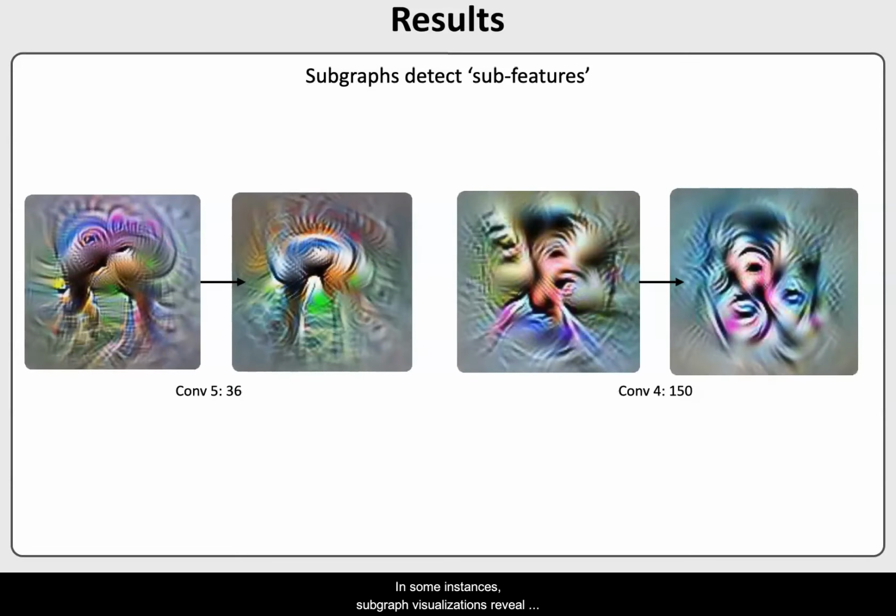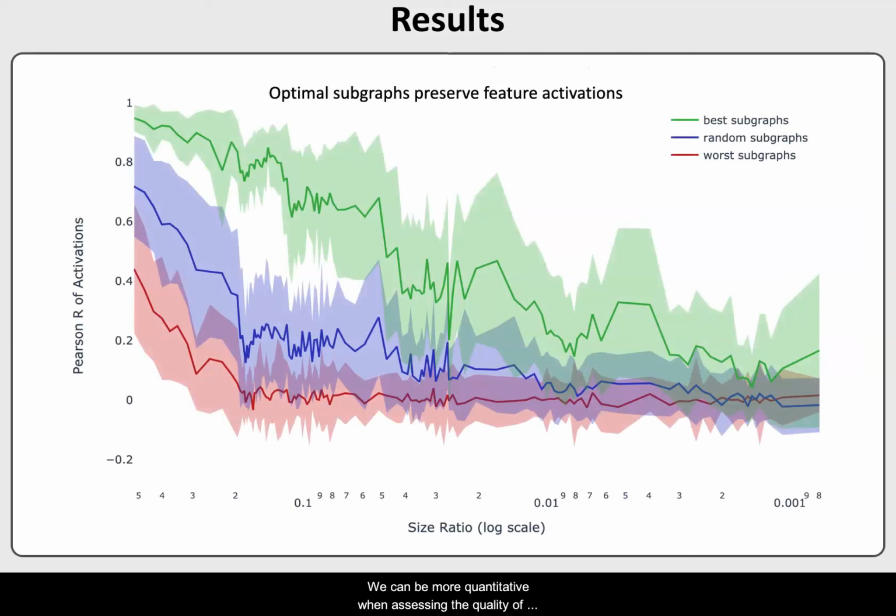In some instances, subgraph visualizations reveal new meaningful aspects of the original feature. On the left, the extracted subgraph highlights an animal body. The subgraph on the right changes the orientation of a human face. We can be more quantitative when assessing the quality of subgraphs by looking at the correlations between their activations and those of the original feature. Here we sampled optimal subgraphs for all nodes in AlexNet. Optimal subgraph activations correlate nicely, better than random and minimally important subgraphs of the same size.